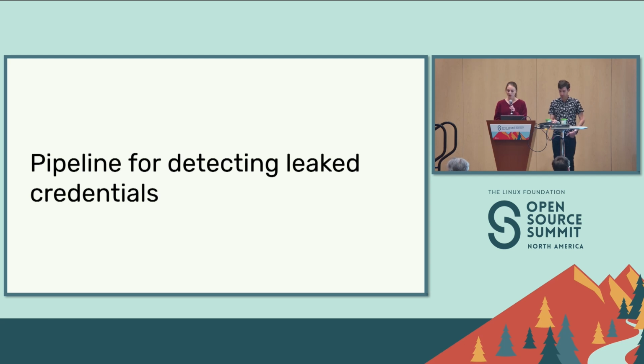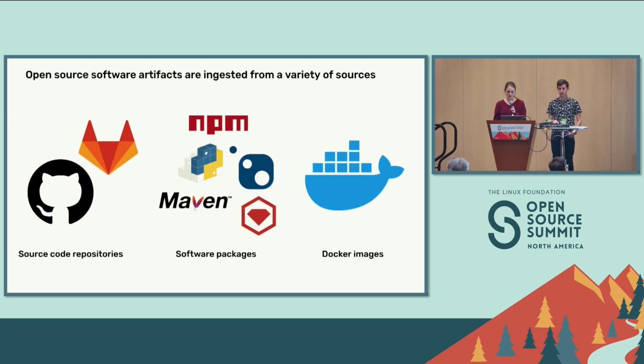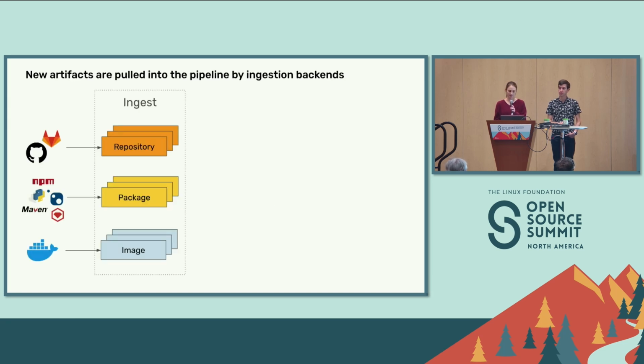Let's get started by looking at the pipeline that we use to scan open source software for leaked credentials. So our pipeline scans artifacts from a variety of sources, including publicly hosted source code repositories like GitHub and GitLab, a variety of open source software package registries, specifically npm.js, PyPI, NuGet, Maven, and we recently introduced support for Ruby gems, and also public Docker image repositories like Docker Hub.